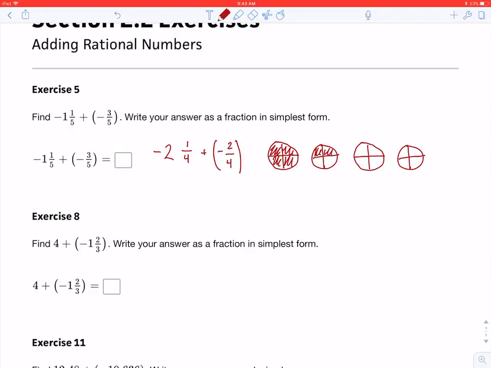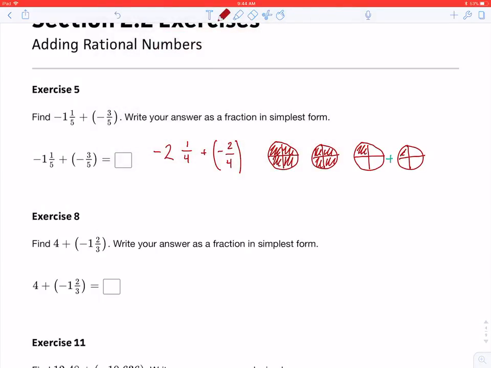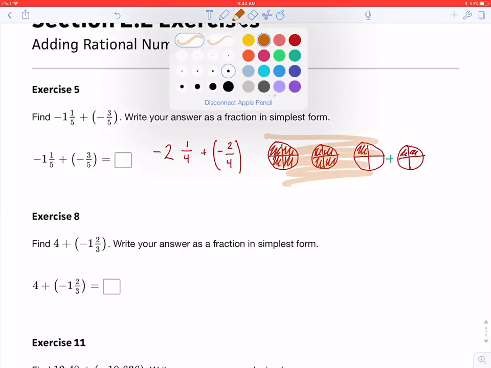There's 1 hole, there's 2 holes, and then 1/4. And I'm going to be adding that 2 and 1/4 to a -2/4. And so I've got this part. This is one part of my numbers that I'm summing, and then this is another part.